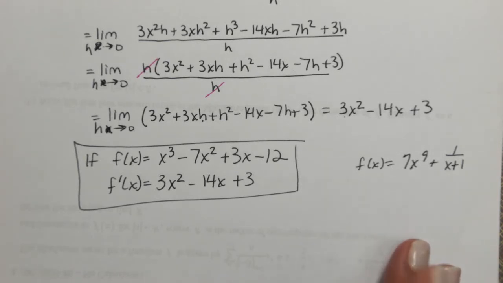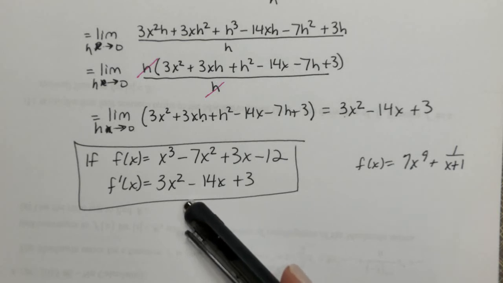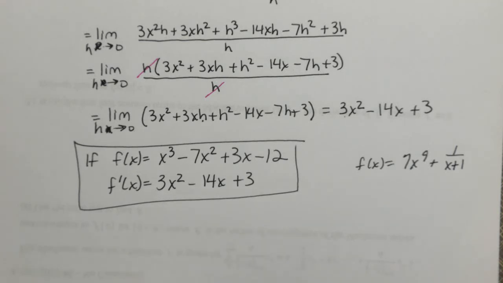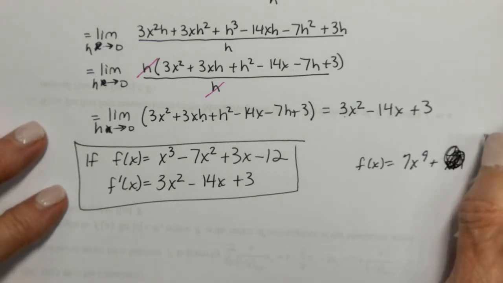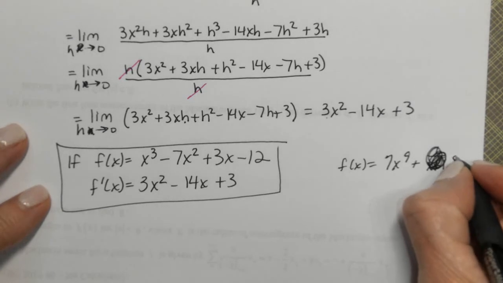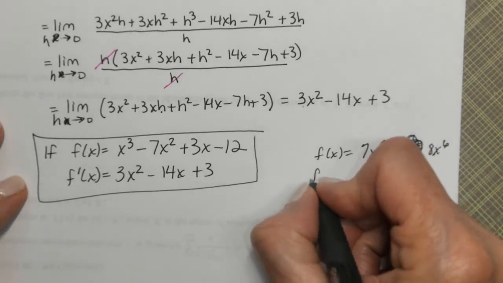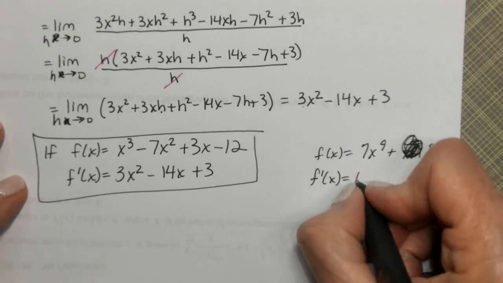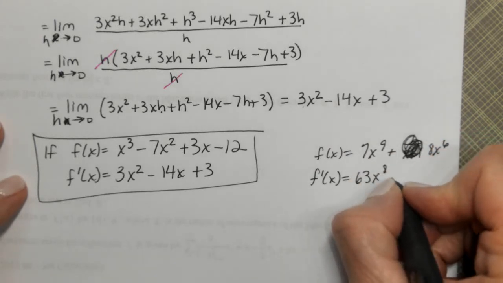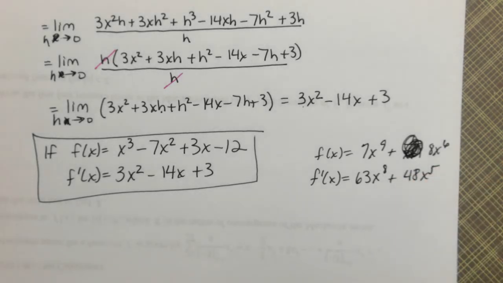Okay? So, mathematicians noticed a pattern. And you might notice a pattern. If we did a lot of examples, you would probably notice a pattern. Okay? If I ignore this for now because that makes it more complicated, but if I change that to an 8x to the 6th, I would tell you that if we worked all this out, if we did all of the limit process, we would get 63x to the 8th plus 48x to the 5th for our derivative there.